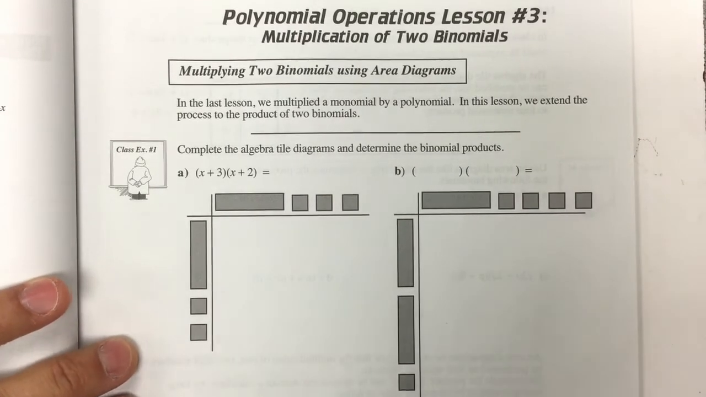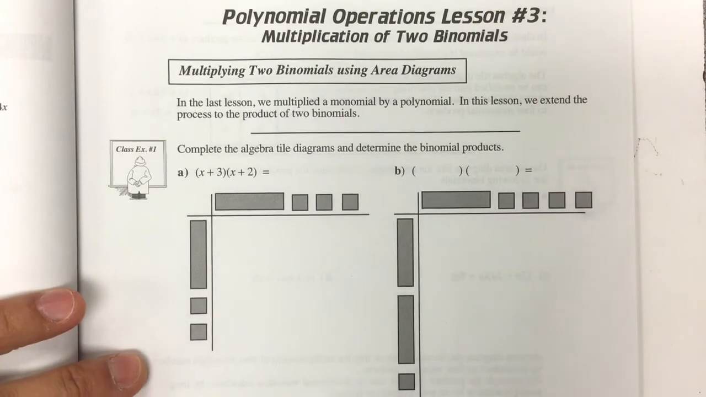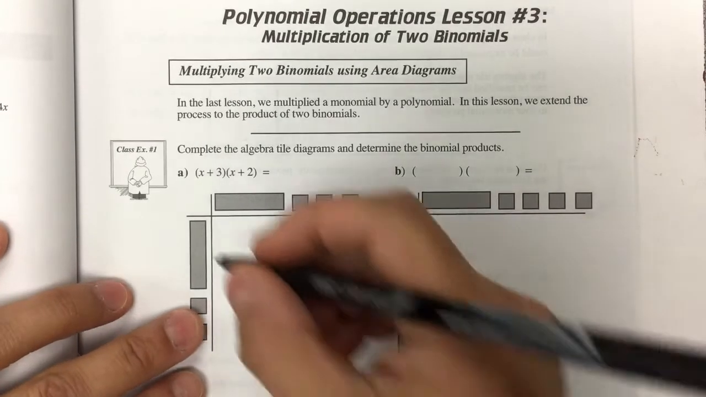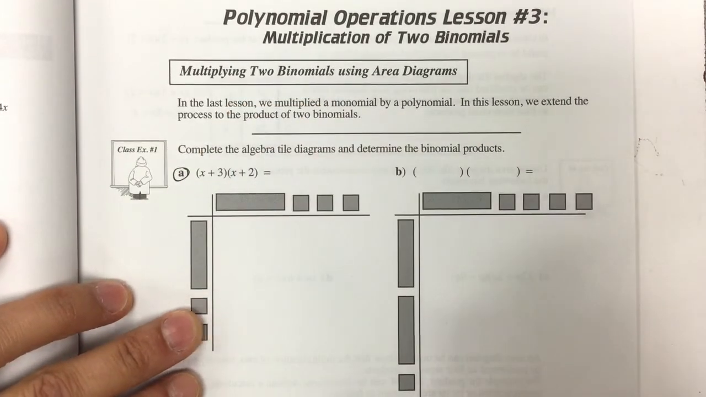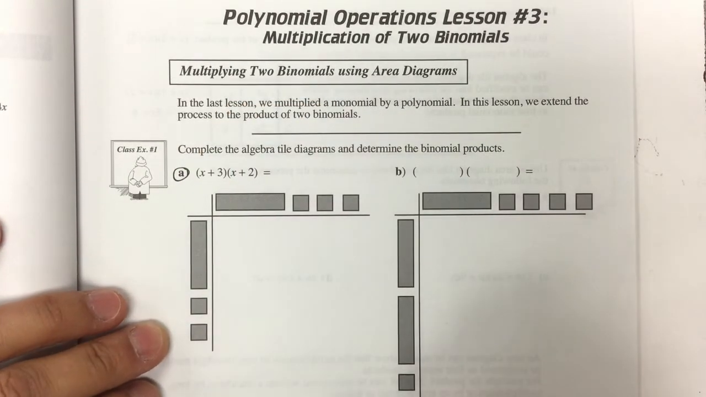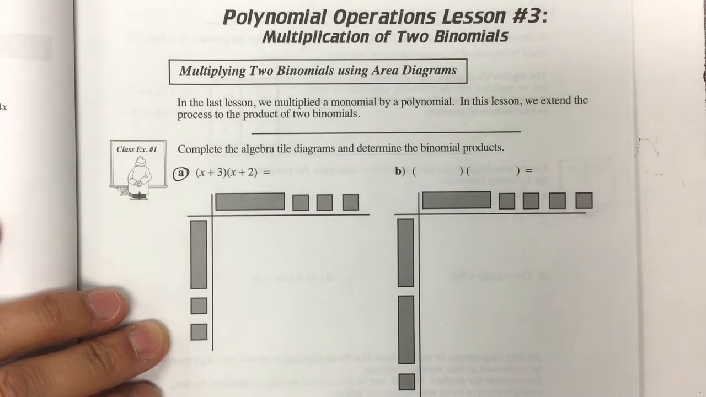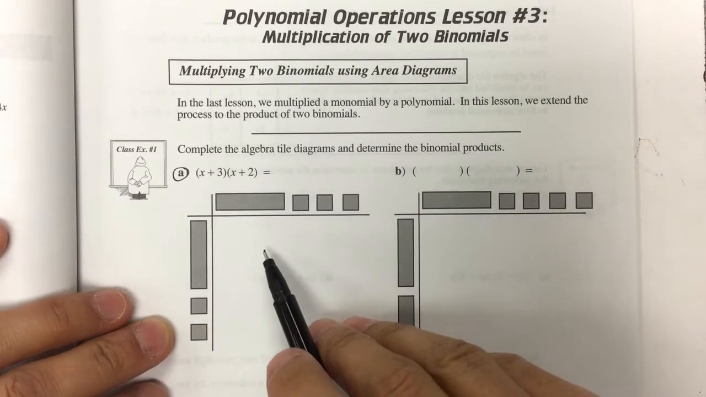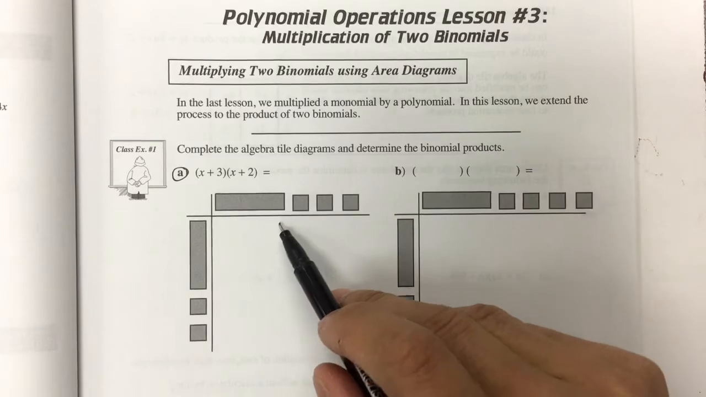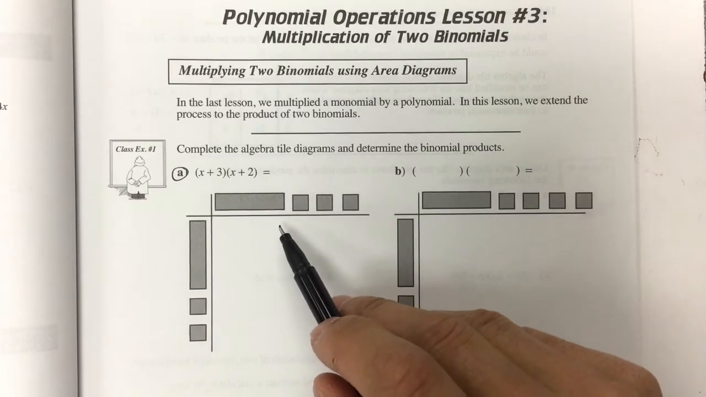Welcome to lesson number 3. We're going to be looking at multiplication of two binomials. I'm going to do class example A, and then I'm going to do class example 1D first. So we want to complete these algebra tiles by multiplying and then determining the binomial products.